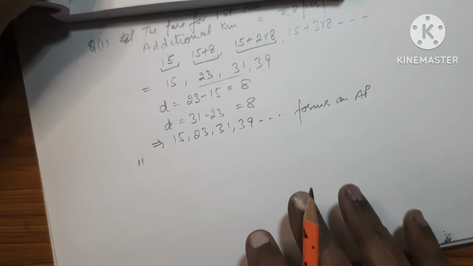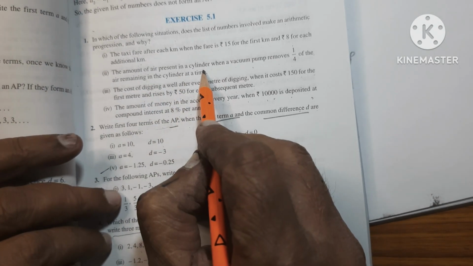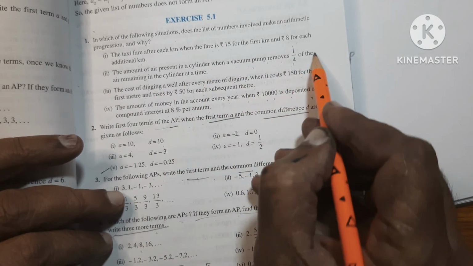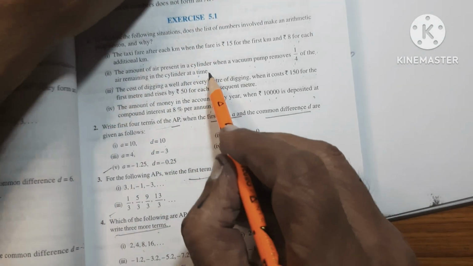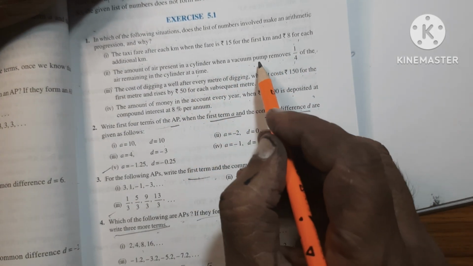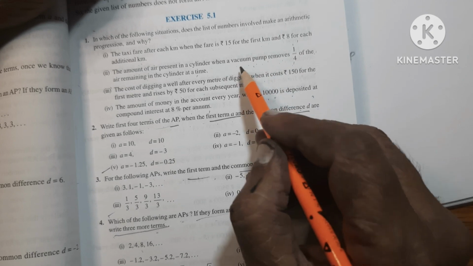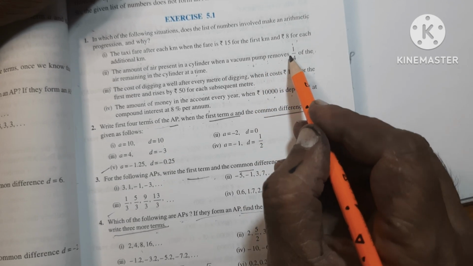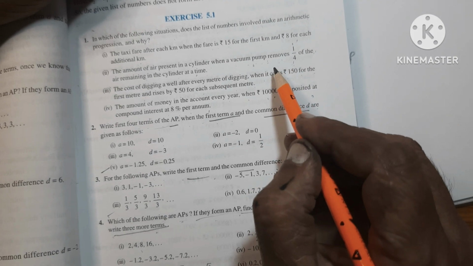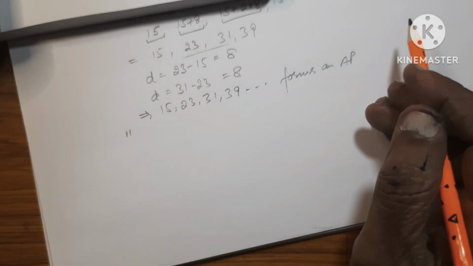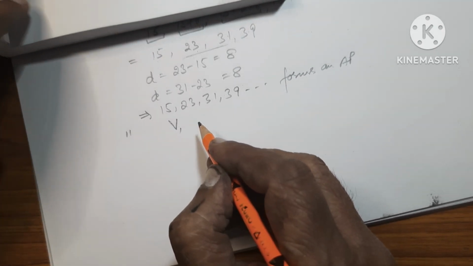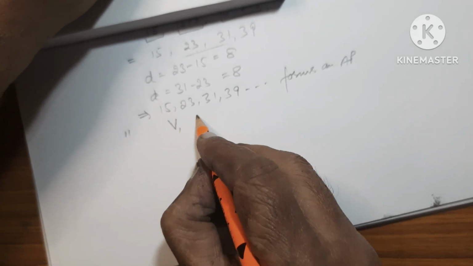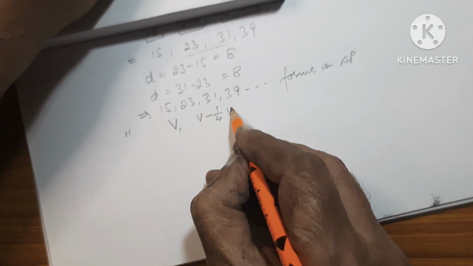Second part is the amount of air present in a cylinder when a vacuum pump removes 1/4 of the air remaining in the cylinder at that time. Question is, there is a cylinder and every time, in one stroke, the pump removes 1/4 of the air which is there in the cylinder at any time. So let us start. Suppose the initial volume is V. So this will be the first term. Second term will be 1/4 less than this: V minus 1/4 V.